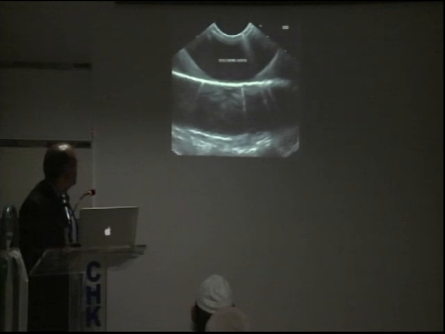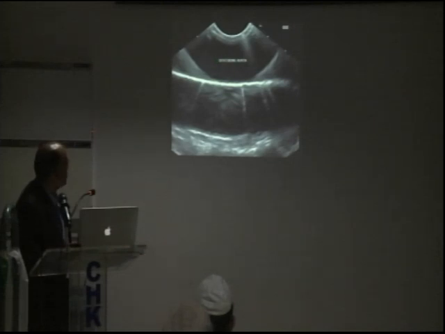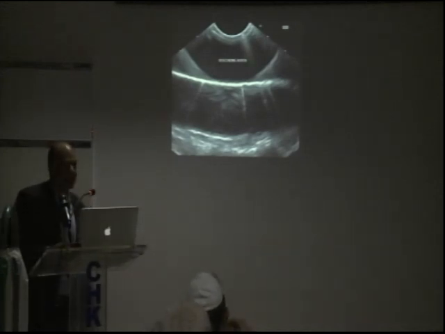All right. Just a few views. I'll quickly go through them so that we can start with the hands-on. So, this is the descending aorta, pleura, all those things. Just the images.